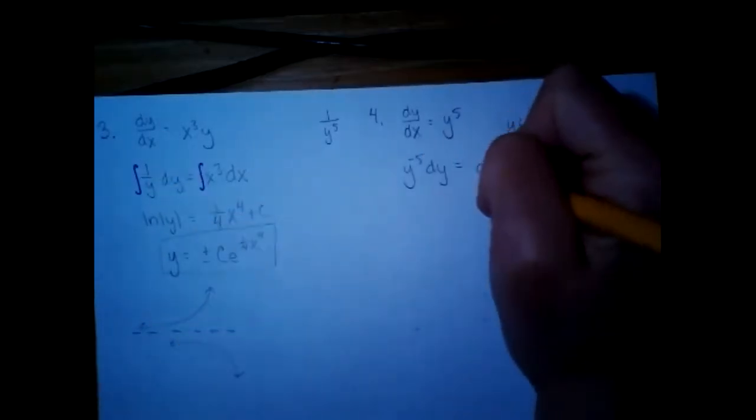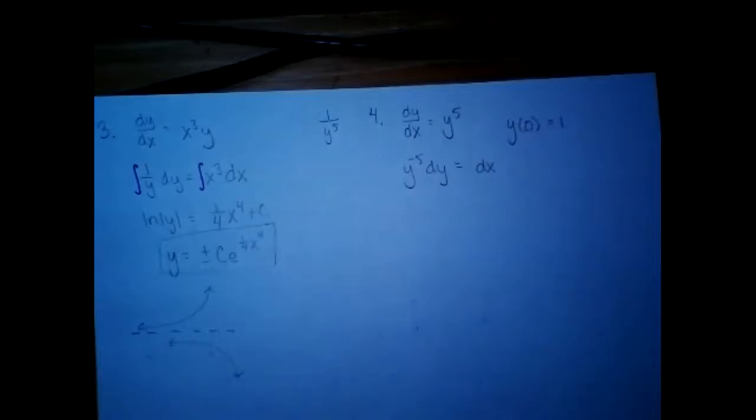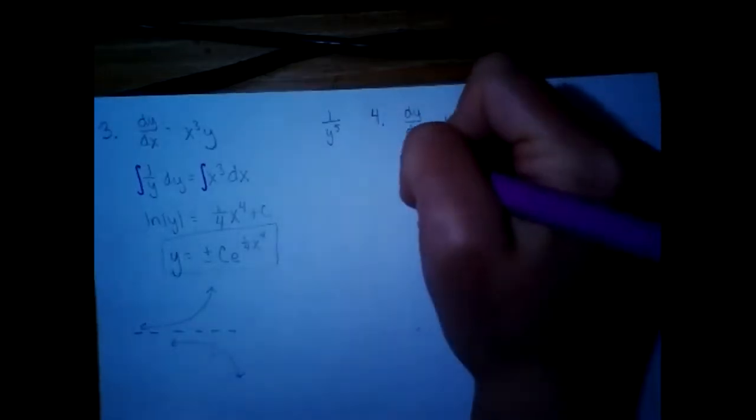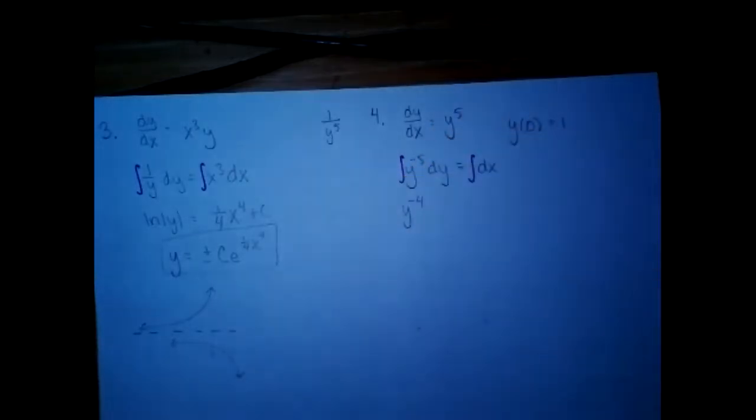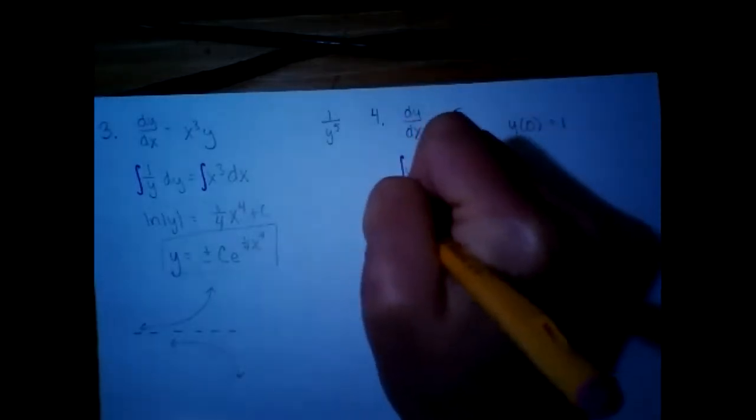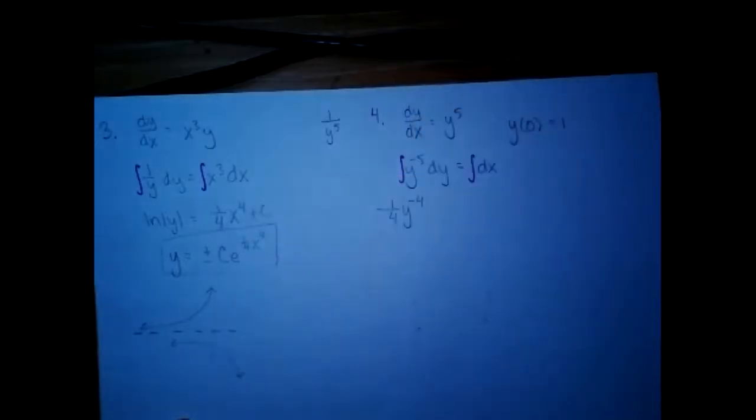And then multiply over the dx. You can put a 1 in front of that if that helps you, if you want to put a 1 there kind of as a placeholder. So this is negative. When you add 1 to the power, that makes it less negative. So y to the negative 4th. And then you need to divide by that. So a negative 1/4 out front.